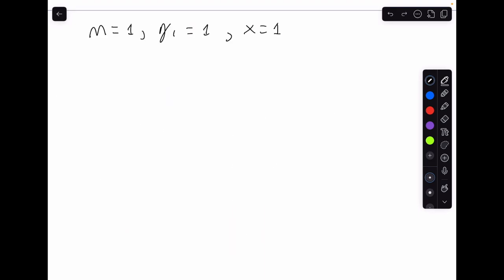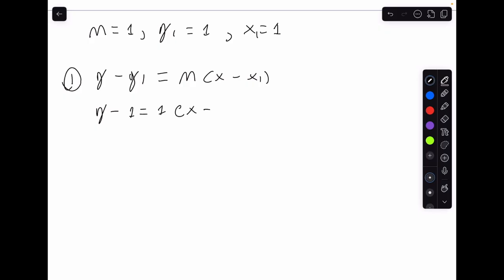I'm going to show you how to write the equation of the tangent line in two different forms. So point slope form looks something like this. All we have to do is fill in the blanks here. So y minus y1, which is 1, is equal to the slope, which is 1, times x minus x1, which is x minus 1. And this is point slope form.